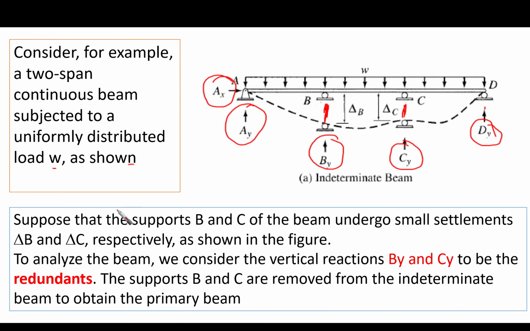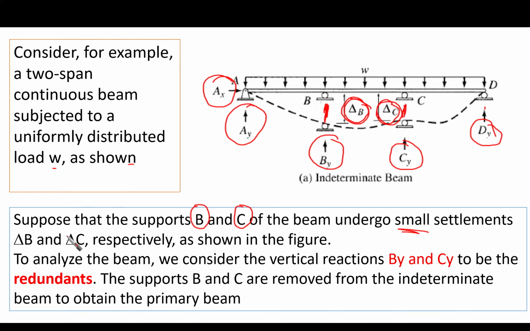Now let's talk about how we are going to use our consistent deformation method in the support settlement issue. First of all, suppose that the supports B and C of the beam undergo a small settlement. In general, support settlements are small. We are not considering something large. So this is something commonly used, which is small settlements.